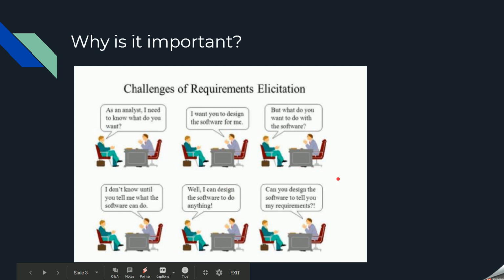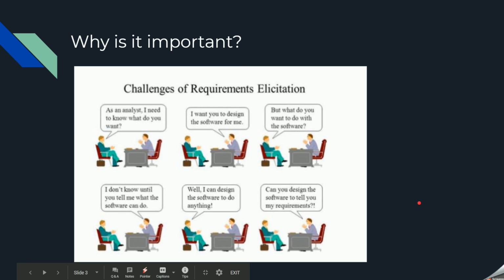Like I mentioned in one of my videos, one of the biggest challenges of being a business analyst is that sometimes business stakeholders themselves don't know exactly what they want, or they cannot visualize what exactly they need the system to do for them.